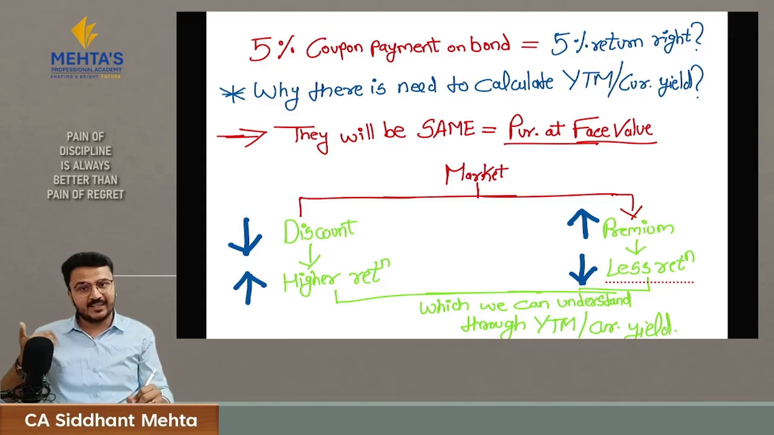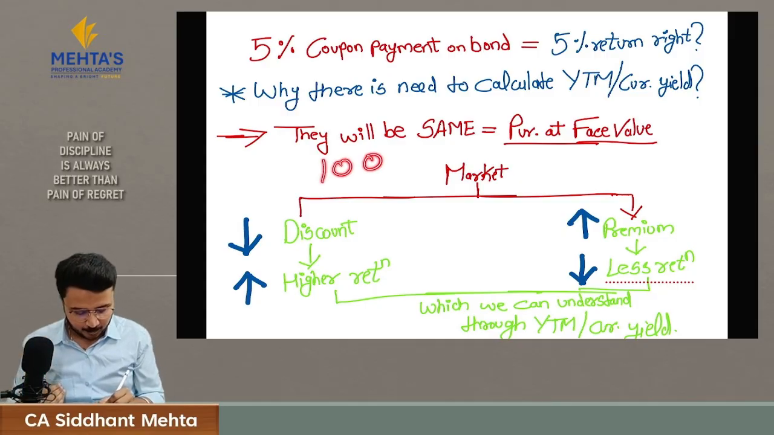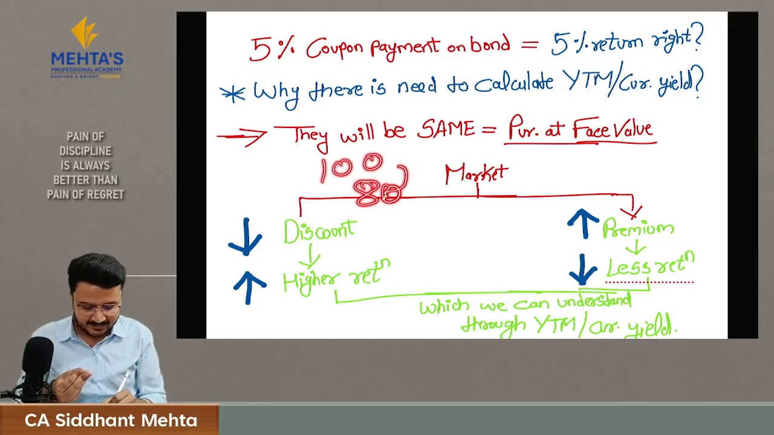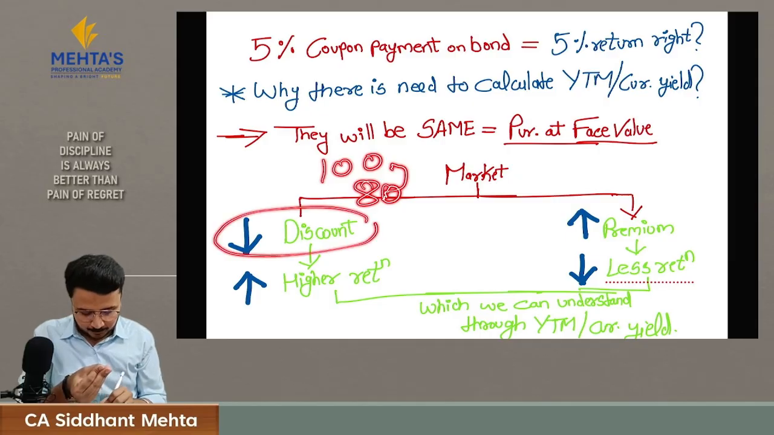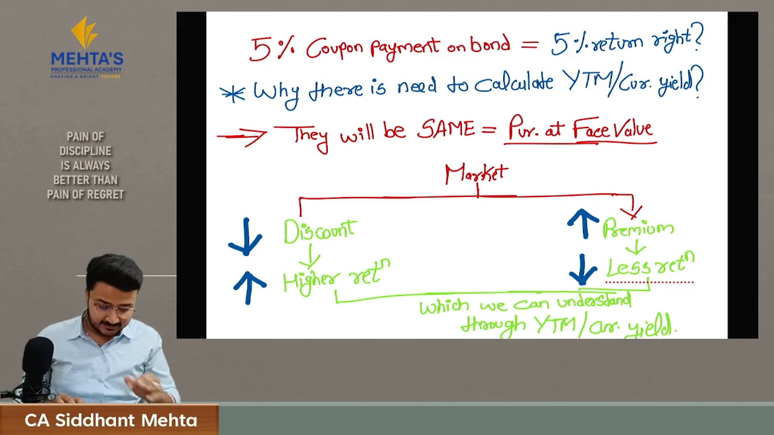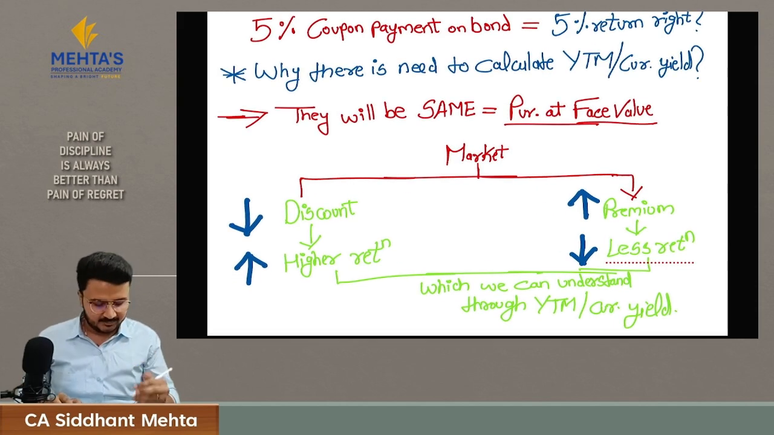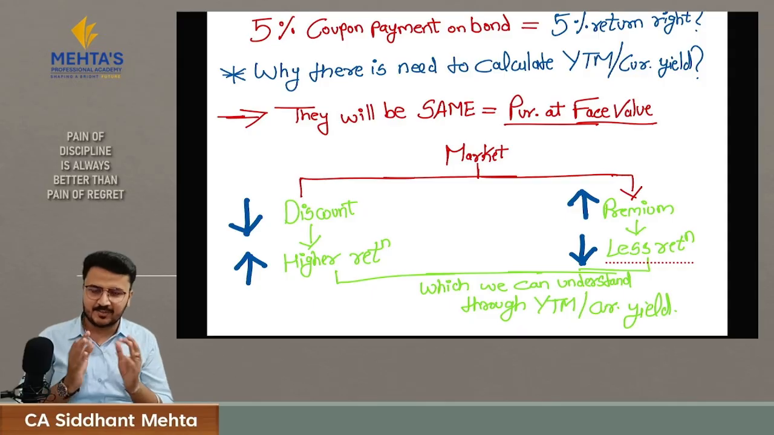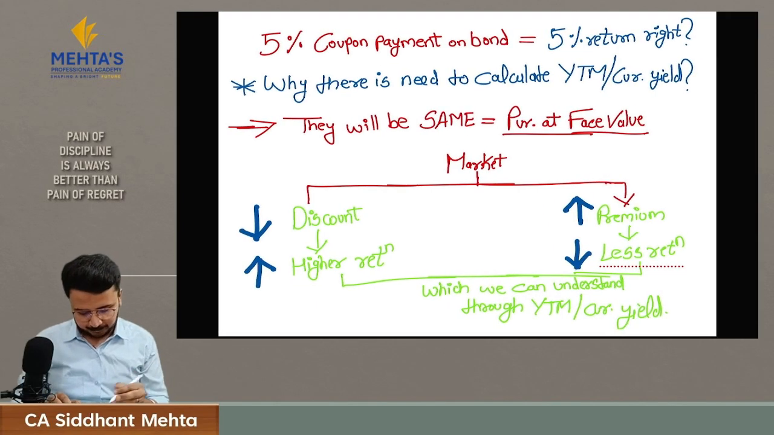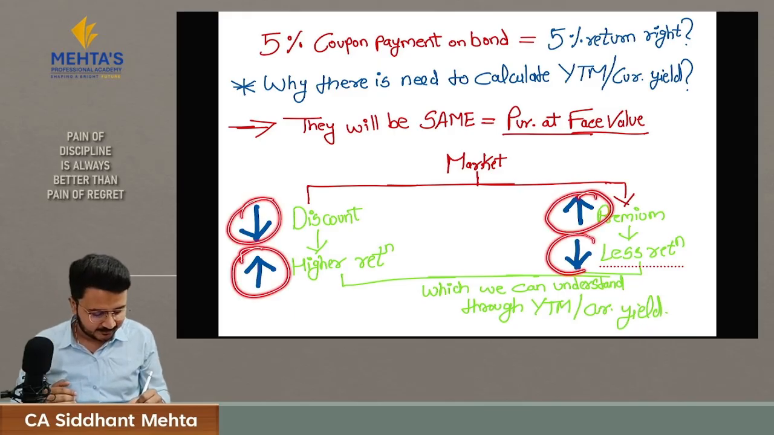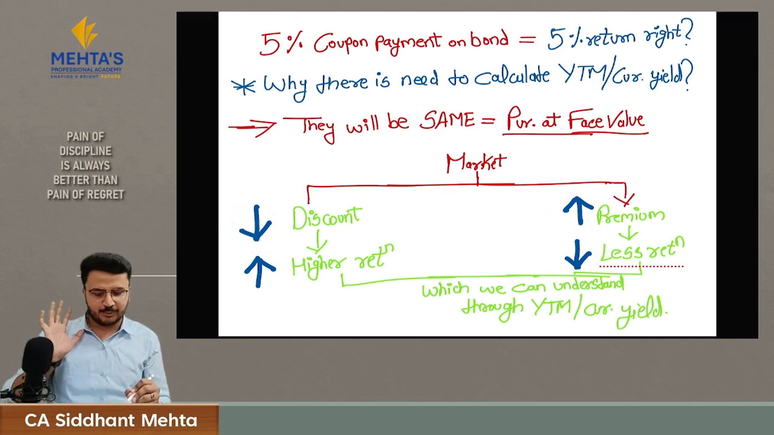And if you are buying that bond at a discount, you're buying the 100 rupees bond at 80 rupees, you have paid 20 rupees less, but at the time of principal repayment you will get 20 rupees more. So if you're buying a bond at a discount, you will get a higher return, and this higher return or less return in a premium, you can understand with the help of current yield and YTM. That's why we calculate YTM or current yield, because we buy the bond at the current price and not at the face value. So if you're buying the bond at a lower price, your return will be high. If you're buying at a high price, your return will be less. These are inversely proportional.